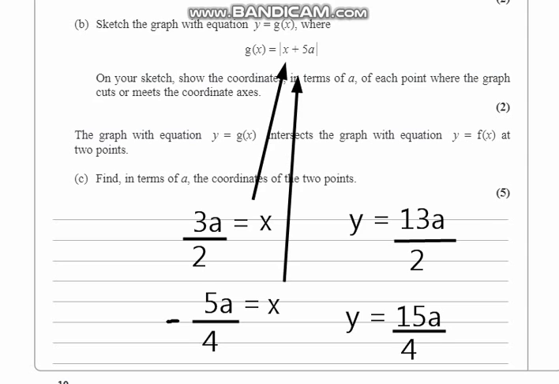So there you go guys, our C part done. 5 easy marks here, and there you go, that's how we do it.